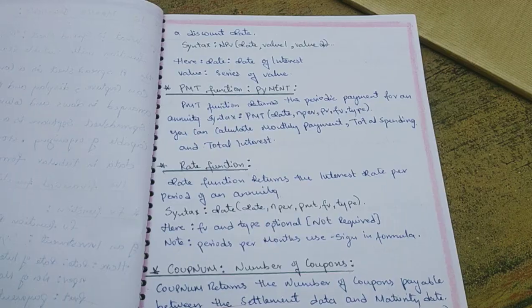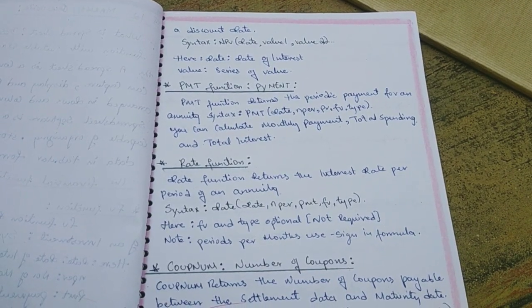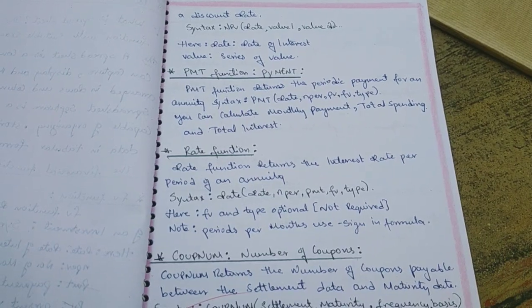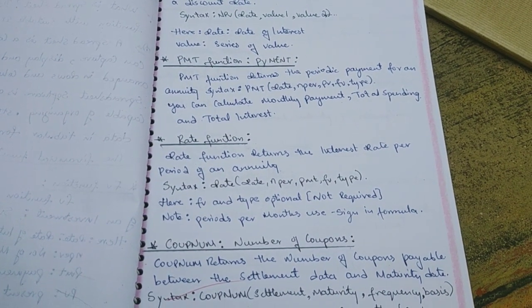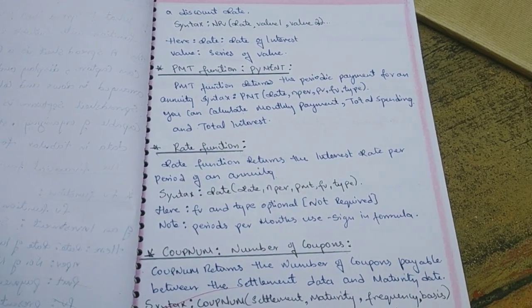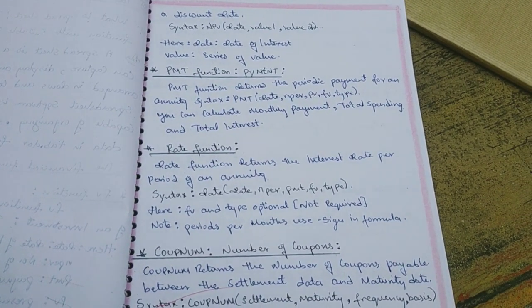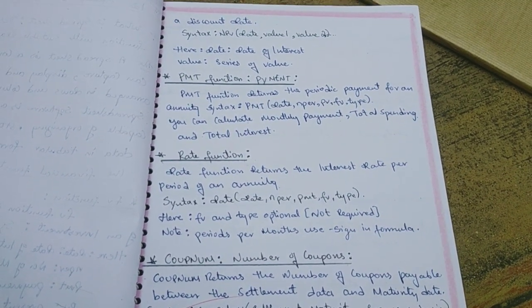Next functional values are financial values. The payment function, the PMT function, is used to calculate installments, monthly EMIs, etc. The payment function returns the periodic payment for an annuity.